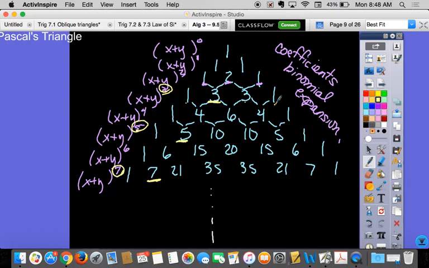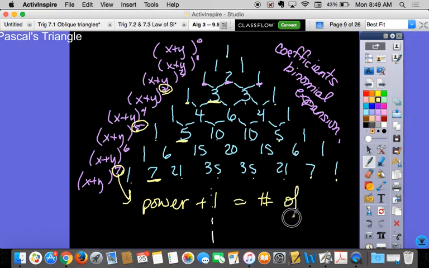Now notice, if it's the 3rd power, you need 1, 2, 3, 4 coefficients. There are 4 terms. If you're wanting the 5th power, there are 1, 2, 3, 4, 5, 6 terms. If it's the 7th power, there are 1, 2, 3, 4, 5, 6, 7, 8 terms. So notice, it's always your power plus 1 that is the number of terms that you have to prep for. Okay? So that's kind of the way it rolls for binomial expansion.